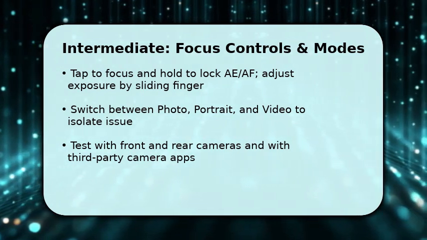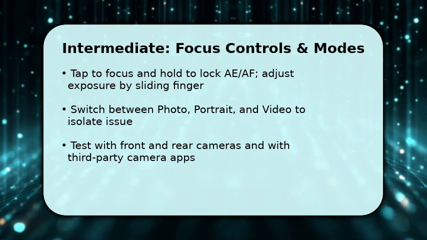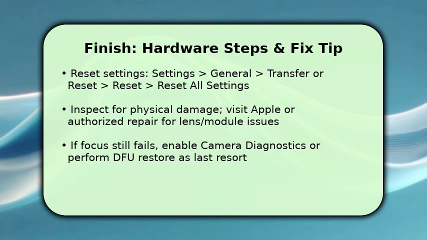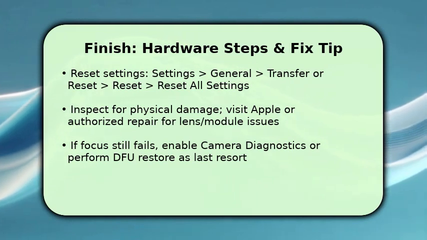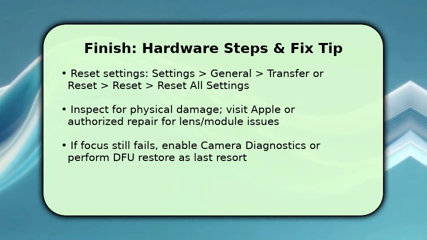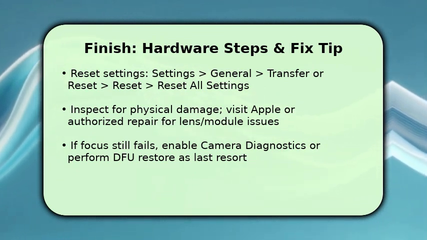To complete the fix, reset camera-related settings without erasing data by choosing Reset All Settings. This can clear bad configuration that affects focus. If that fails, look for physical issues: camera lens chips, alignment gaps, or debris inside the module.